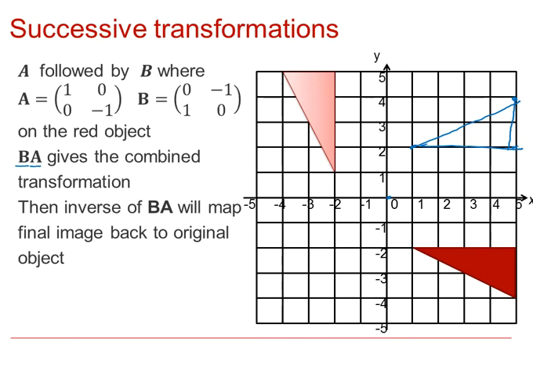If we were to look for the inverse of BA to map back from the pink image to the original red object, what would we do geometrically? Well, we would undo the rotation first and then undo the reflection.